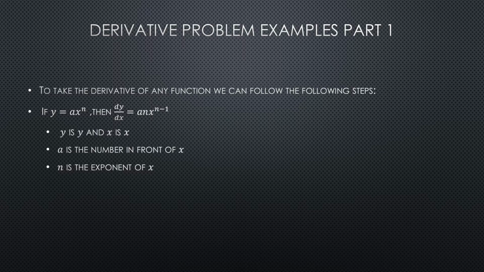And in the previous video, we also talked about how to do a derivative. If we've got y equals ax^n, then dy/dx is equal to anx raised to the n minus 1 power. And we defined what y is, y, x is x, a is the number in front of the x, and n is the exponent of the x.